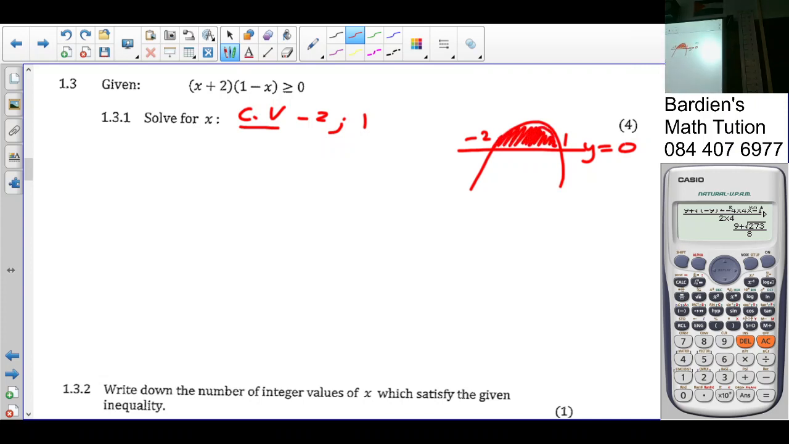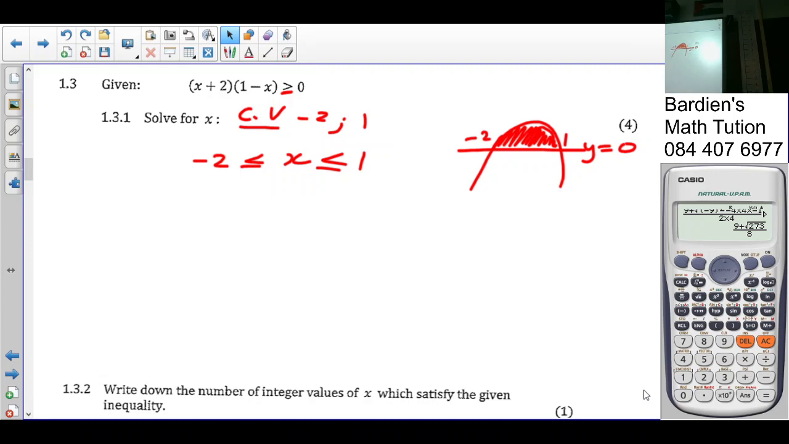Can you see that? And that's what I showed. Is this a continuous or a broken solution? It's a continuous solution. So your solution for your inequality is going to be together. Not so? So what do we say? x must be more than negative 2, but less than 1. As you can see, there's an equal sign there, equal, equal. That's one way of doing it.